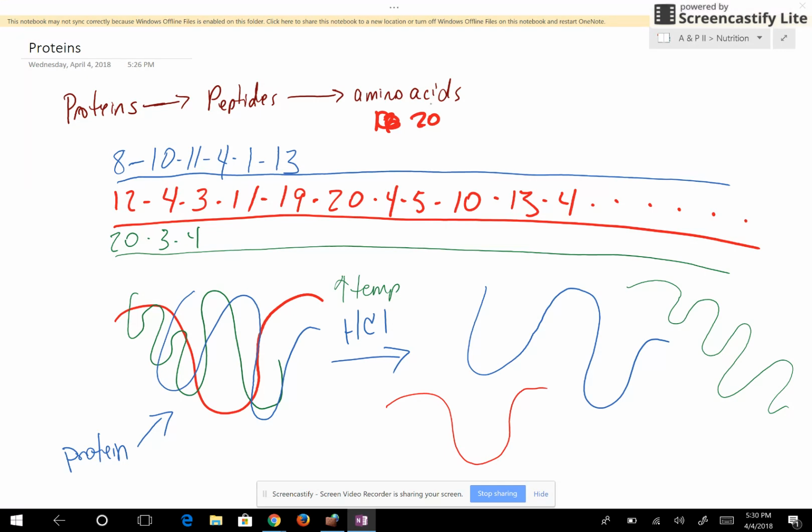Okay, there are 20 amino acids. 9 of those amino acids are essential. Okay, what does it mean to be essential? It means that the body cannot make this nutrient. If it does make it, it doesn't make it in a sufficient amount. So it must be obtained from the diet.